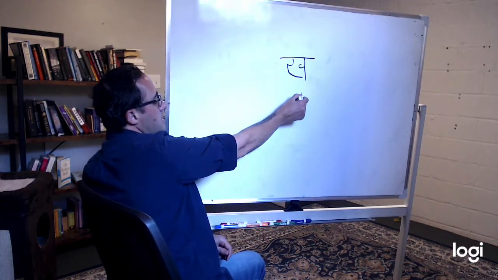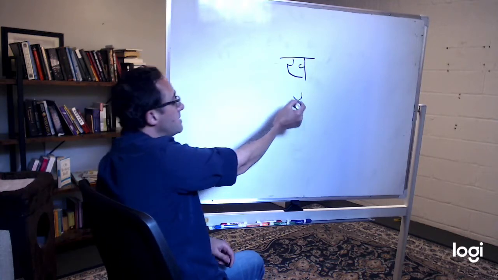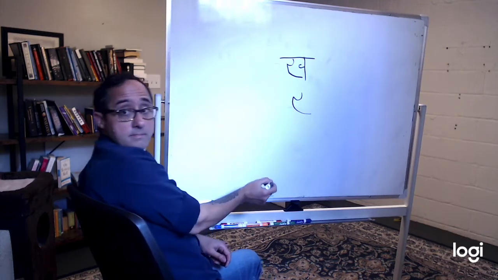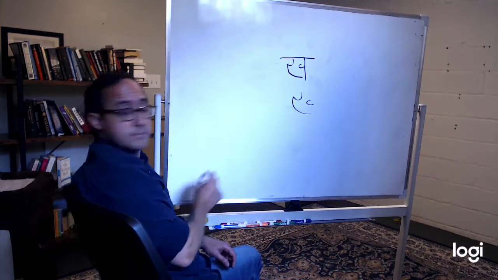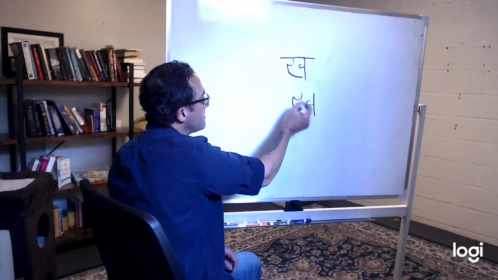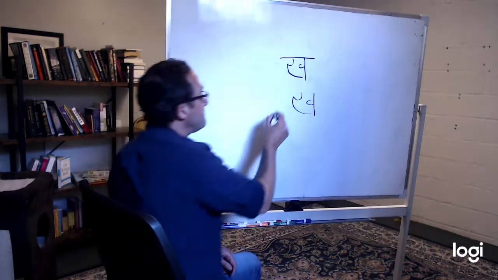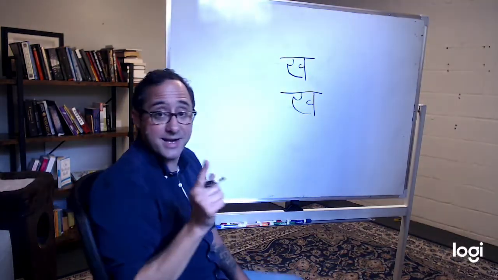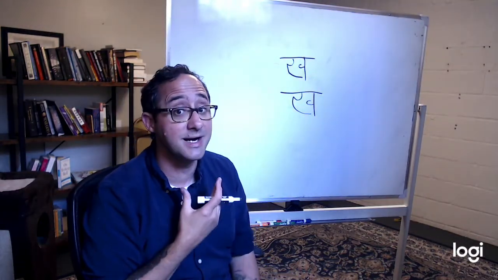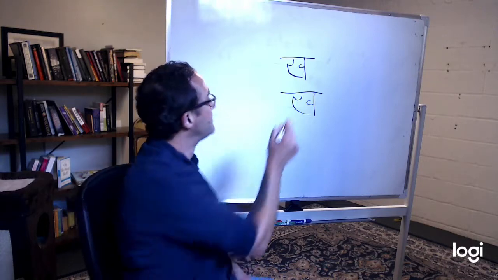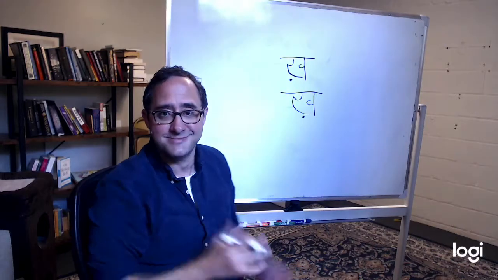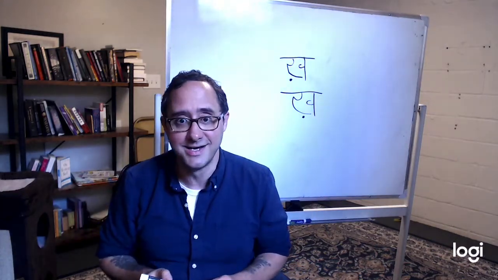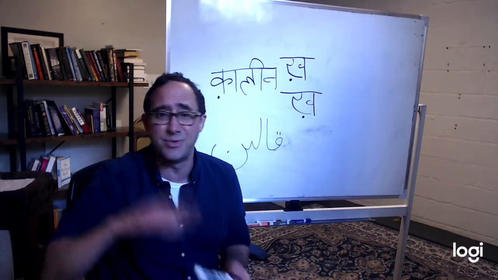So again. And what did I miss to make it a kha and not a ka? Dot. Boom. Ha and kha. Ha and kha. Anyways, I went really long.